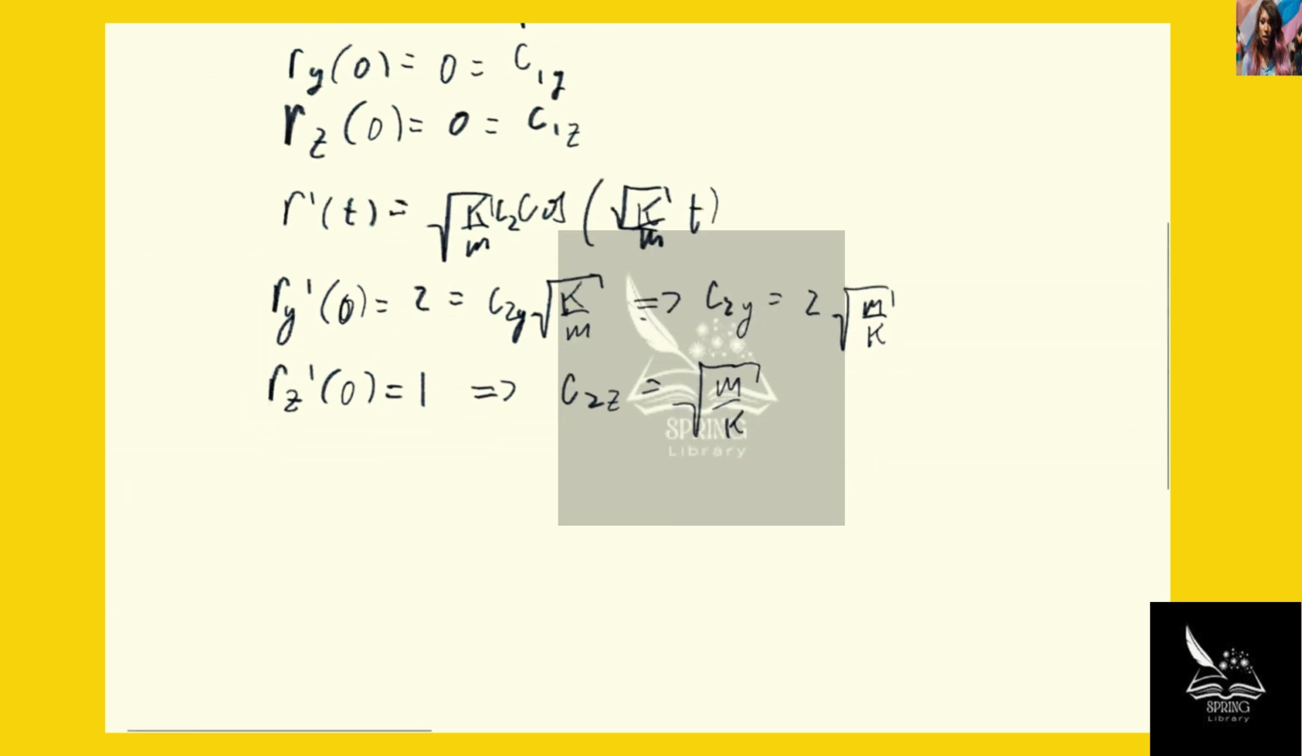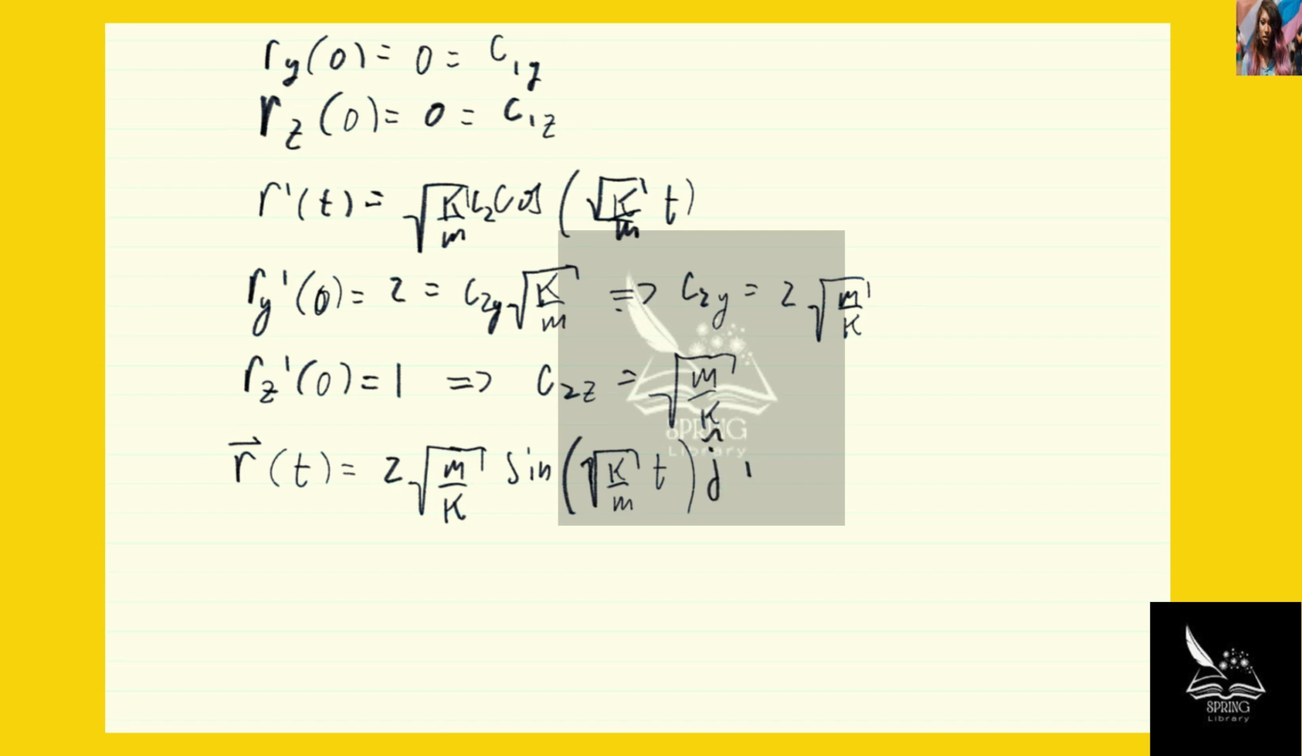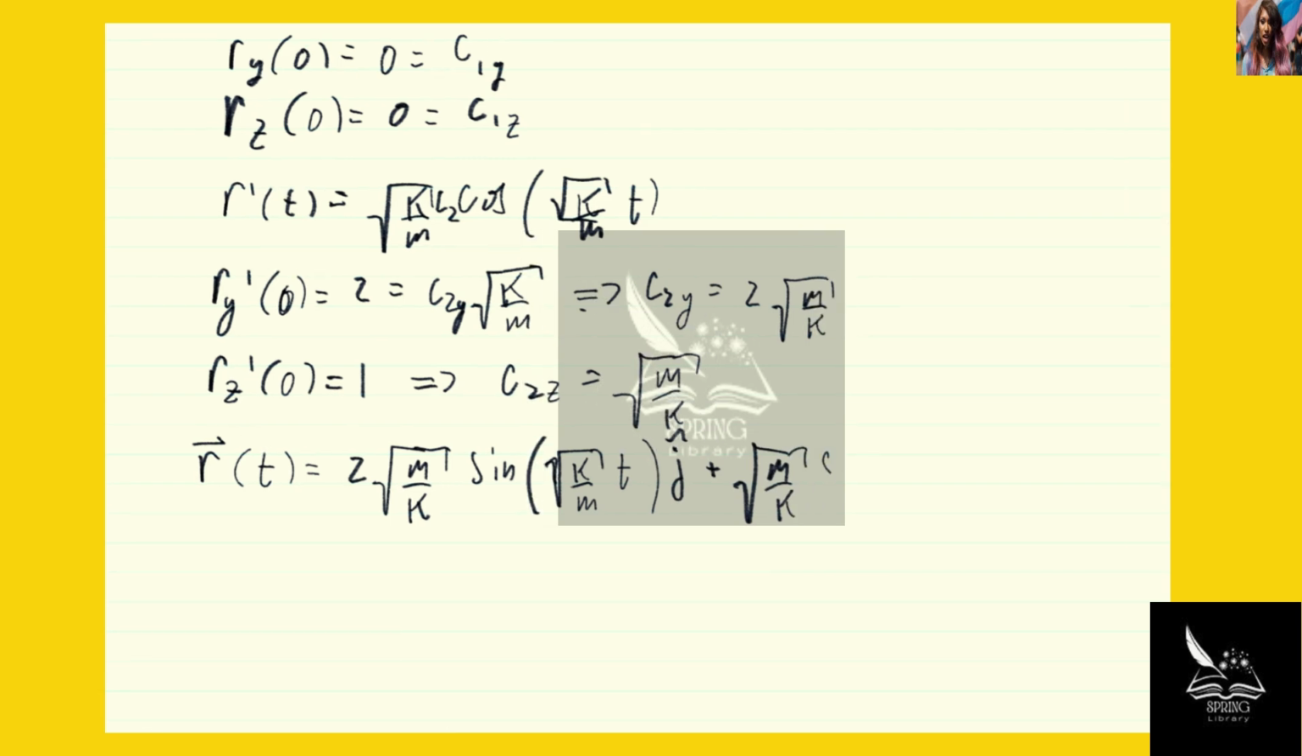So we can now say that the solution is going to be that r vector of t is going to equal nothing in the i component, then 2 root m over k sine of root k over m t j hat plus root m over k times sine of root k over m t k hat.